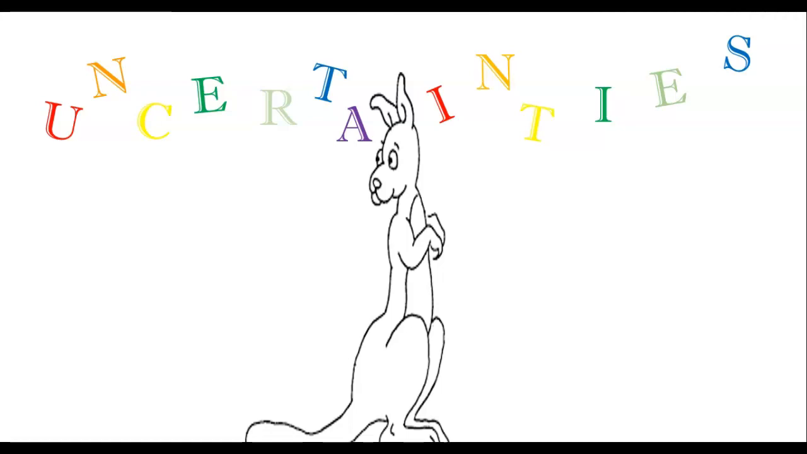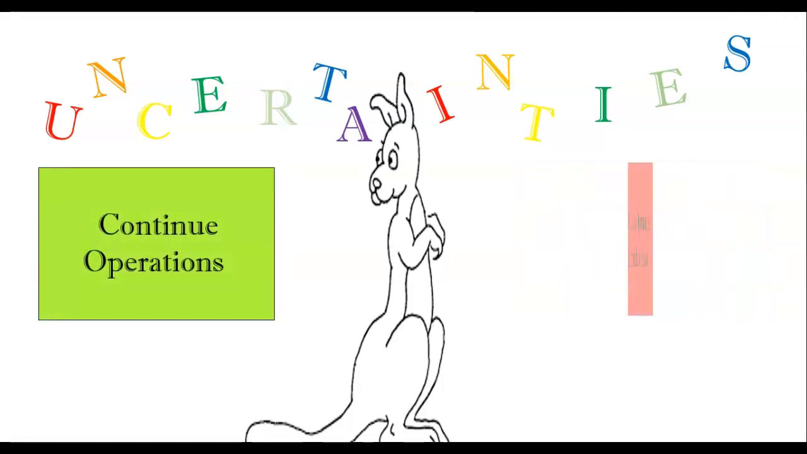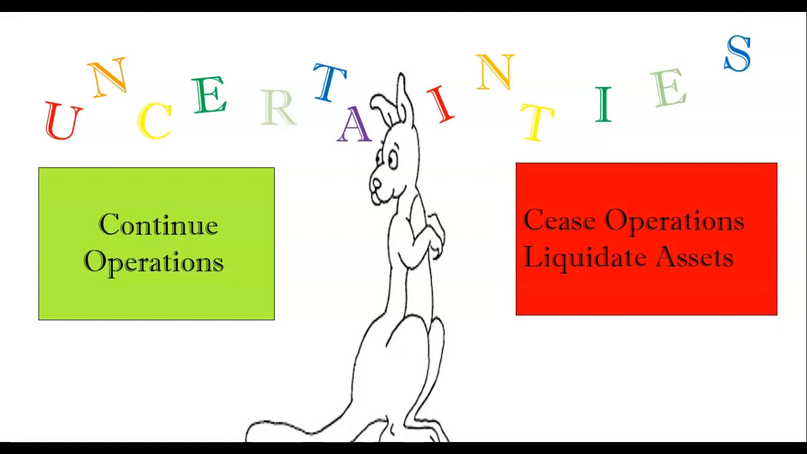A company's management then needs to reassess these uncertainties and decide if it can continue operations or whether it would be better to cease operations and liquidate the assets. If it is unable to operate any further, the business would cease to function and come to an end.